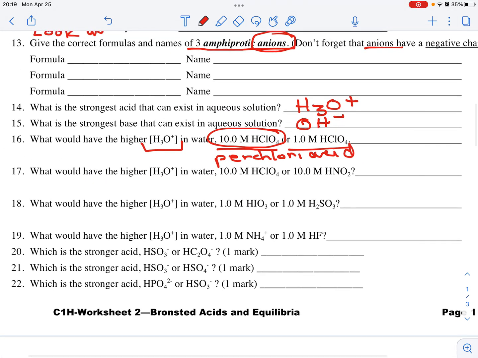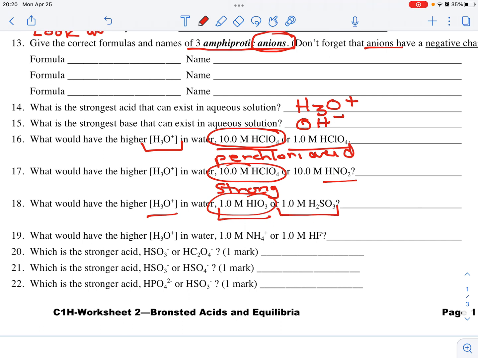Next, I have 2 strong acids here. No, I don't. I have 1 strong acid. This is a strong acid. This is not a strong acid because it's nitrate, so it'll be this one because they're the same molarity. Which would have the higher concentration, 1 molar iodic or 1 molar sulfurous? I believe it's this one.